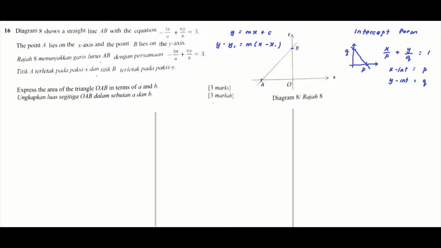You have point A lying on the x-axis and point B lying on the y-axis, and the question wants you to find the area of triangle OAB. Obviously if A and B lie on the x-axis and y-axis respectively, this will be a right angle triangle, so we need to know the base and the height. Then we can use the formula 1 over 2 multiplied by the base and the height to get the area. So we need to know the coordinates of A and B respectively. Let's use the approach of intercept form first.